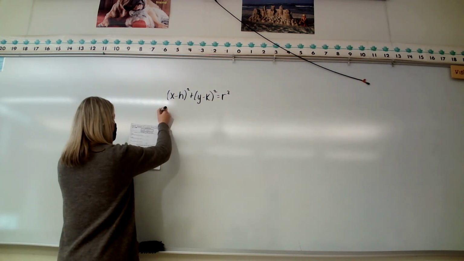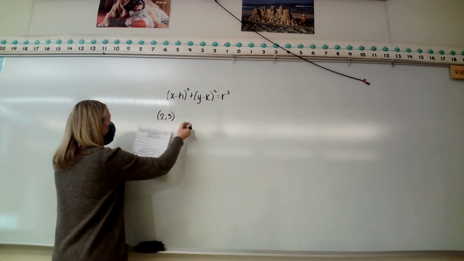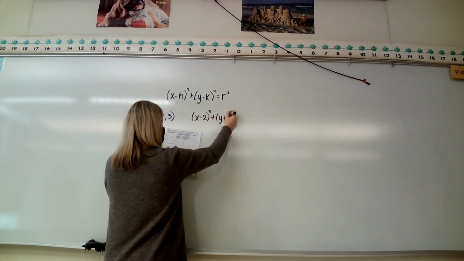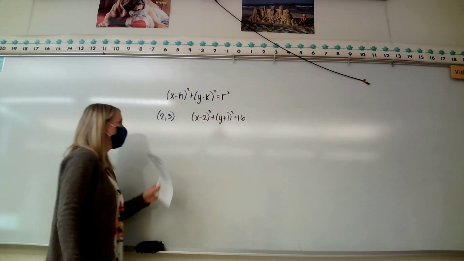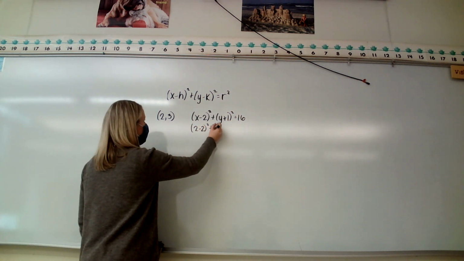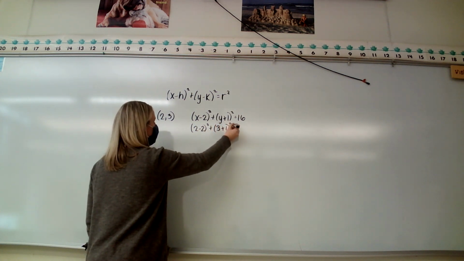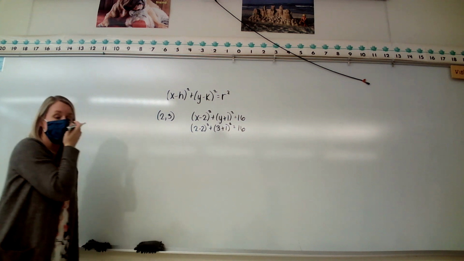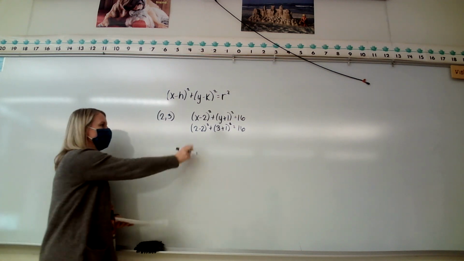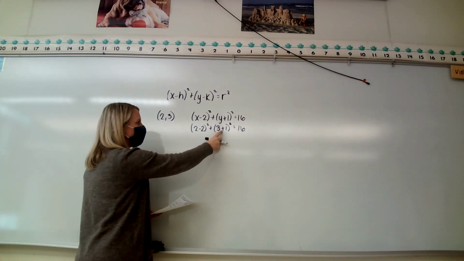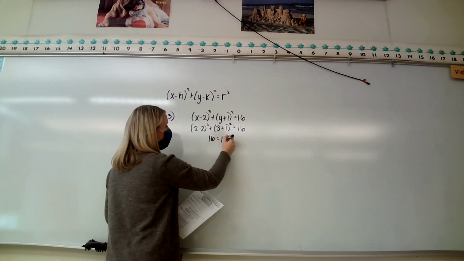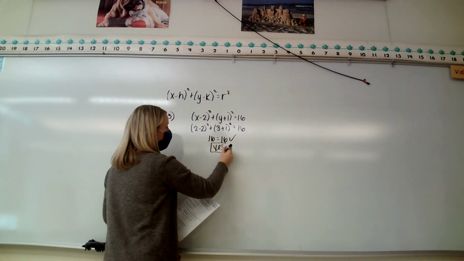So the first example, it's asking is the point 2, 3 on the circle, and it gives us a nice little equation. So if it's asking is that on the circle, we're just going to plug it in. So I would do 2 minus 2 squared plus 3 plus 1 squared. And since we know that the right side is 16, we're really just checking, does the left side equal the right side? You can do that in your head, right? 2 minus 2 is 0. 0 squared is 0. 3 plus 1 is 4. 4 squared is 16. 0 plus 16 is 16. All right. So we would say yes, that point is on the circle.